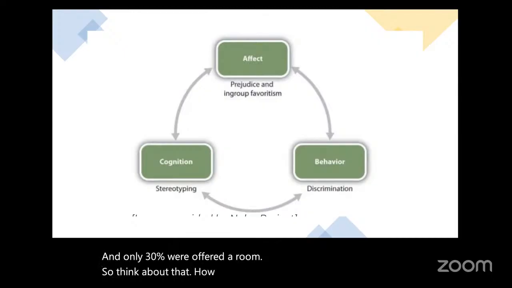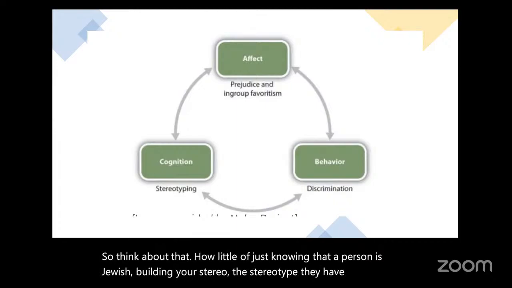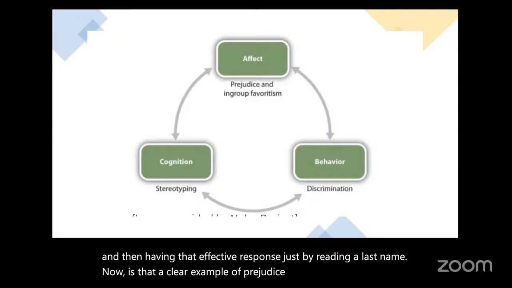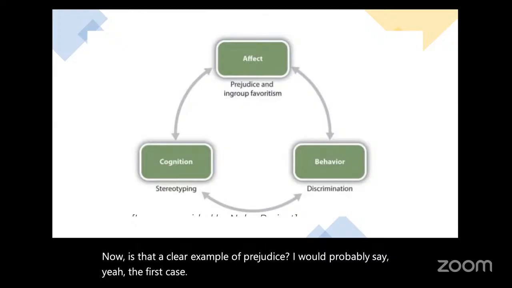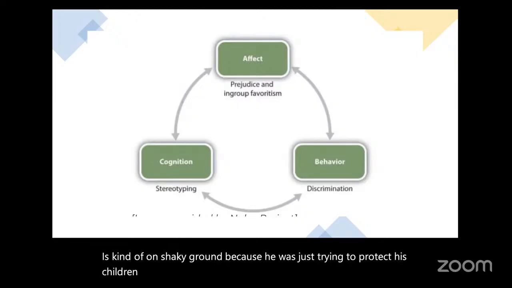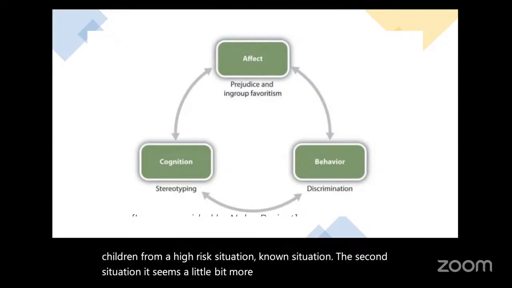How little it takes, just knowing that a person is Jewish, building the stereotype they have in their head, and then having that affect the response just by reading a last name. Now, is that a clear example of prejudice? I would probably say yeah. The first case is kind of on shaky ground because he was just trying to protect his children from a high-risk, known situation. The second situation seems a little bit more clear, right?